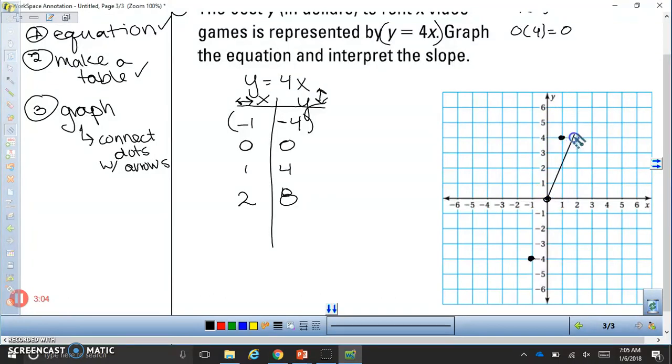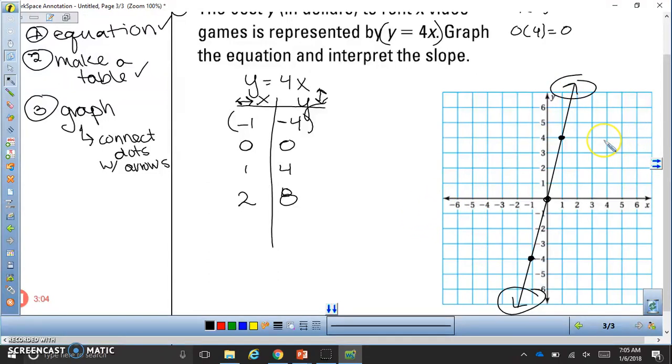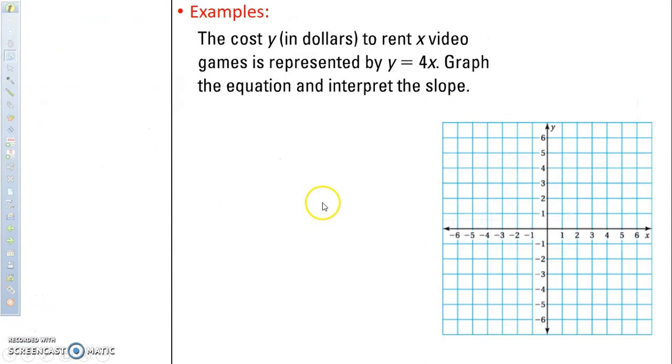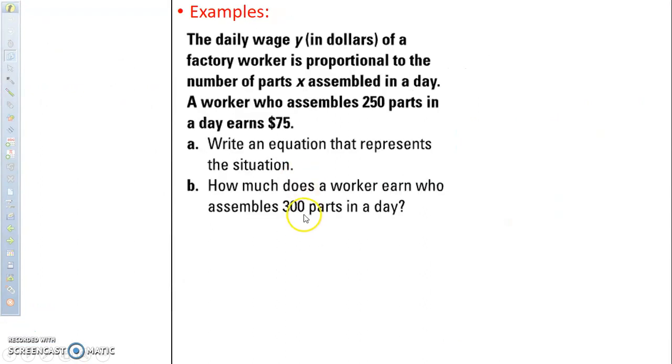Okay, so I'm going to make my line going this way first, and then make my line going this way. And this should, again, be making a straight line. And here's what I mean by arrows. Add the arrows at the end because this continues. These are important to have. And you did it. That's all you got to do. All right. Example 2.